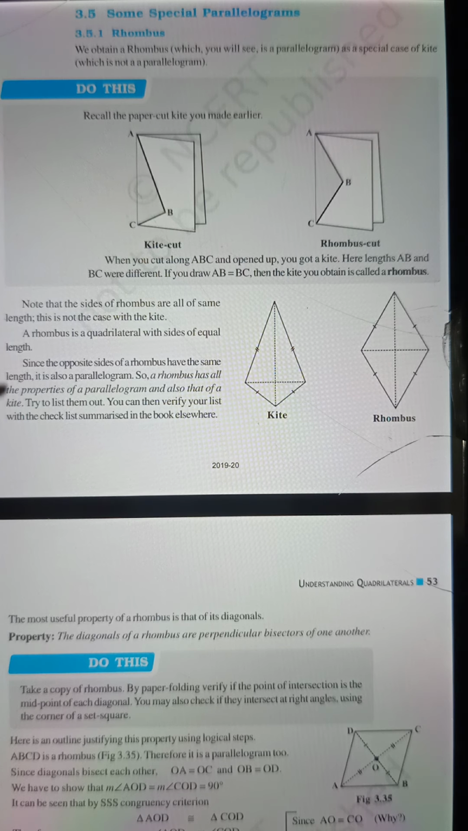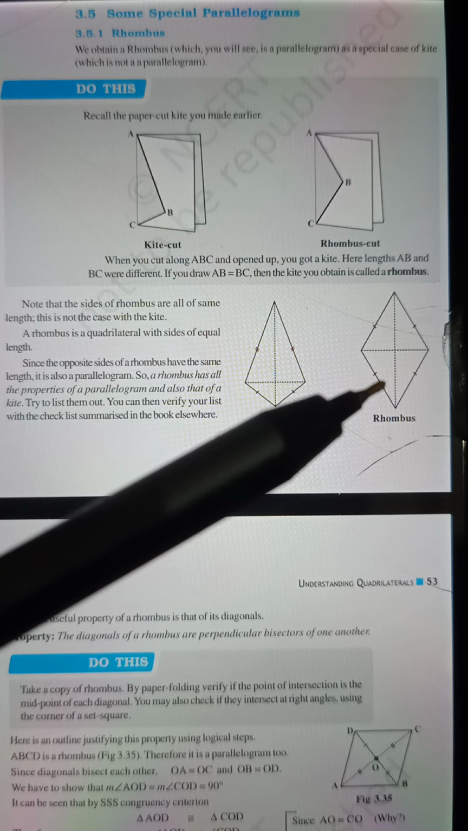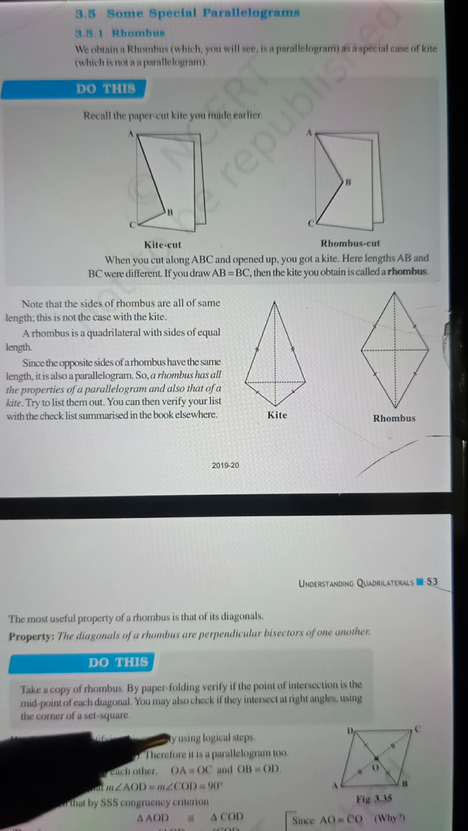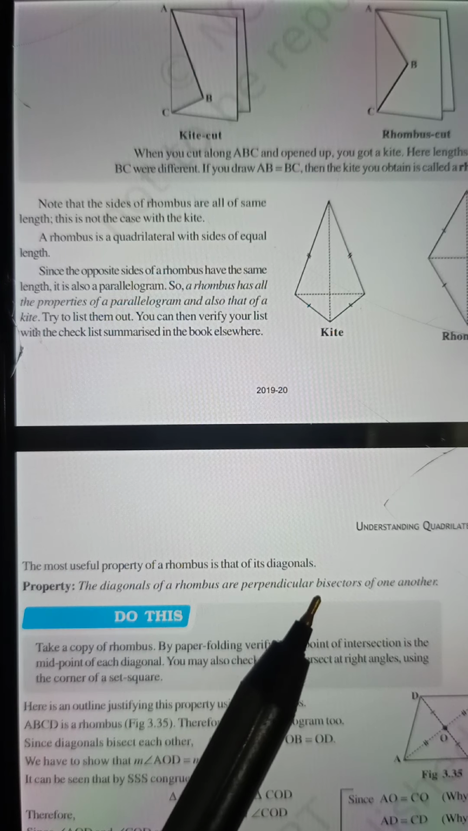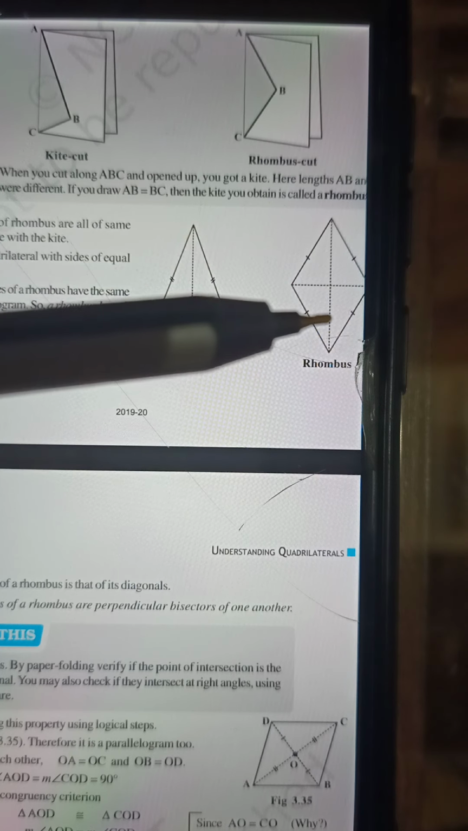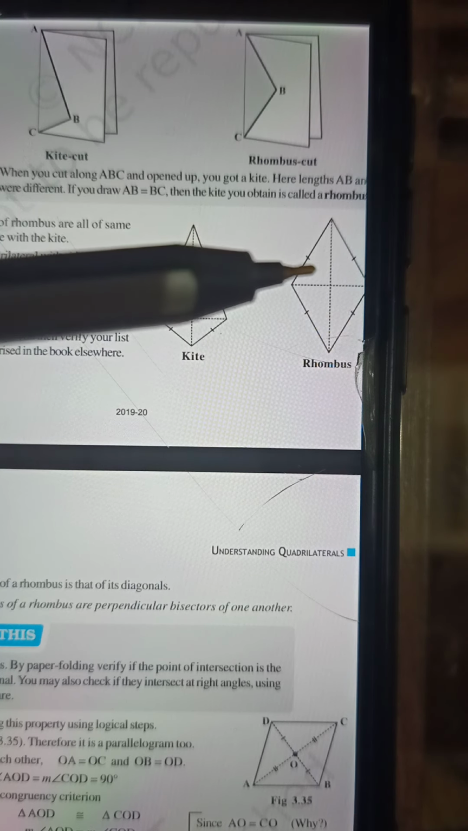Obviously, whatever other properties of a parallelogram will also be satisfied by a rhombus, because a rhombus basically is a parallelogram. But there's one special property of a rhombus that we have here: the diagonals of a rhombus are perpendicular bisectors of one another. So that's your rhombus here. Means these diagonals are going to bisect. Bisect means dividing into two equal portions. And they will also be perpendicular. This angle out here would be a 90 degree angle.